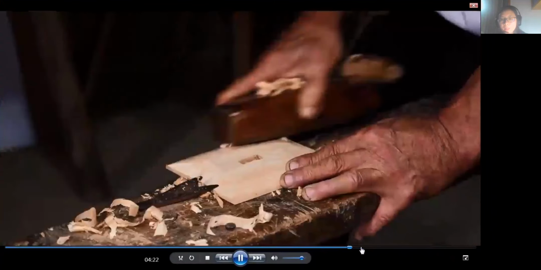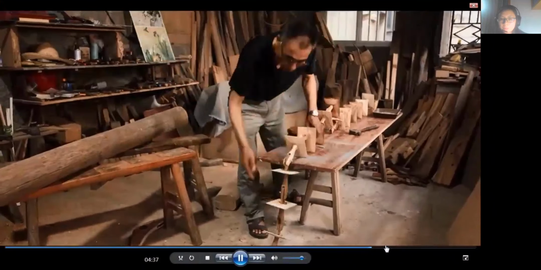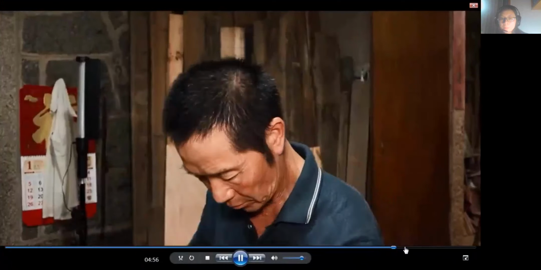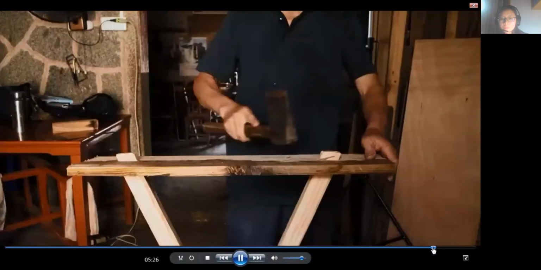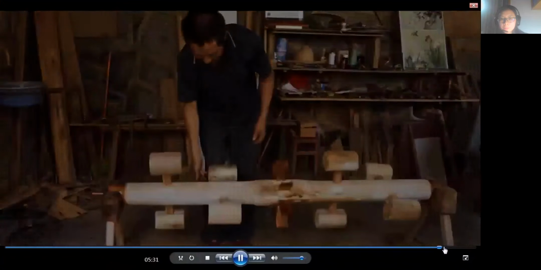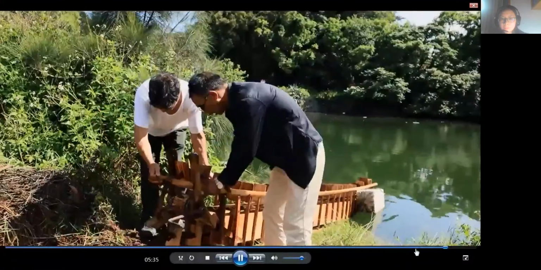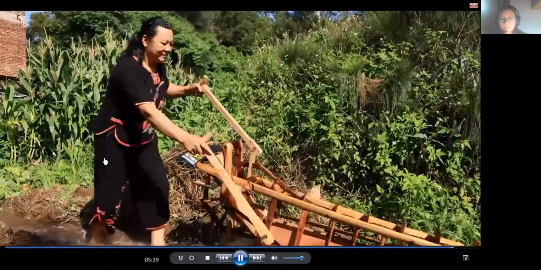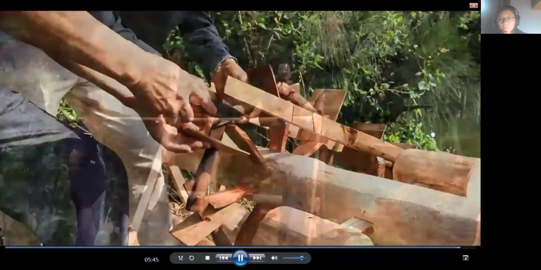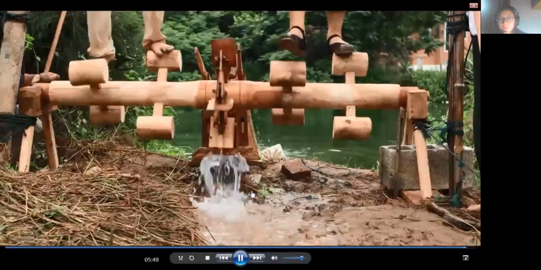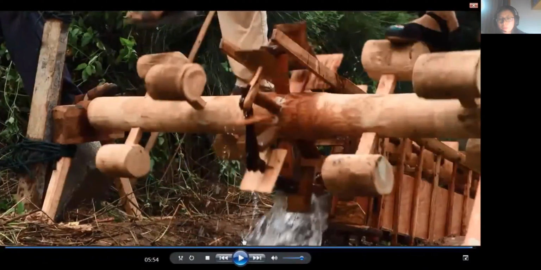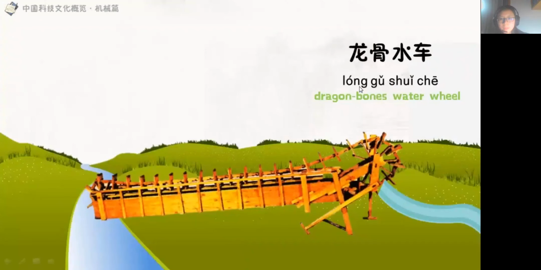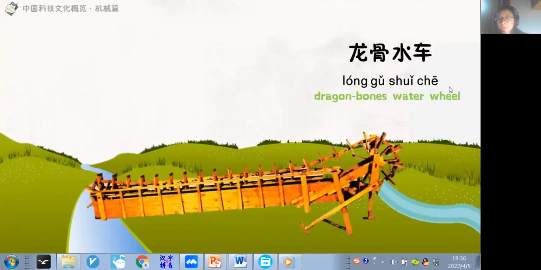This part is about how to make it. Let's move to how to use it. You can use it by hand, or by foot. So the water is taken from the river to the field. 龙骨水车 for irrigation.